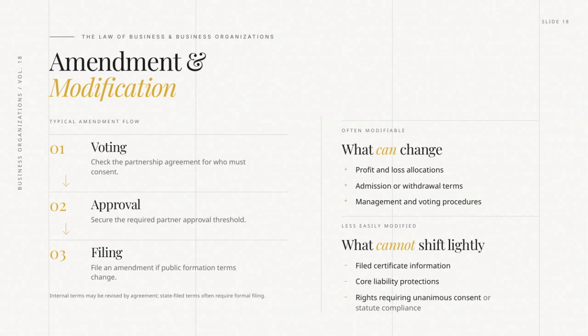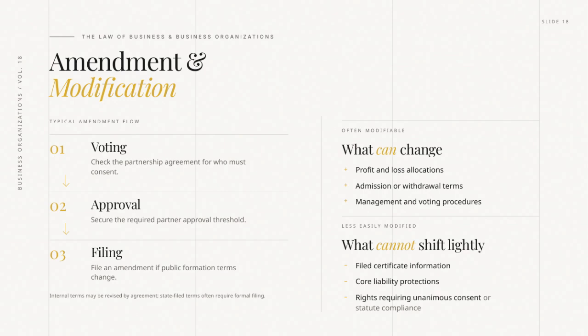For example, the information that's already been filed with the state, core liability protections, and rights that require unanimous consent or specific statutory compliance usually can't be changed lightly. These parts form the backbone of the business's legal structure and protections.